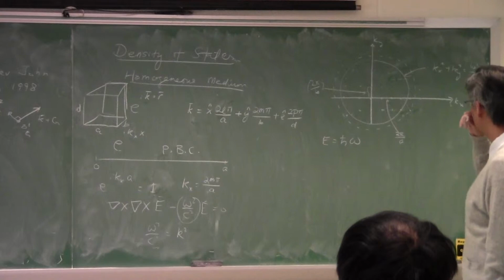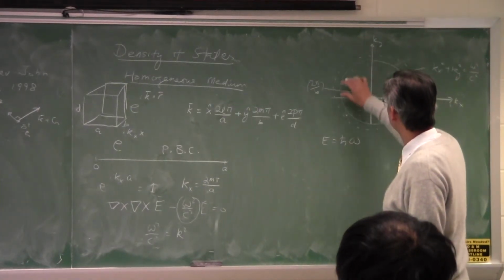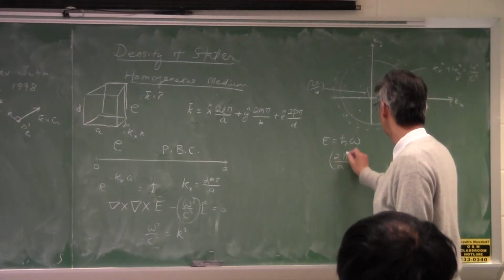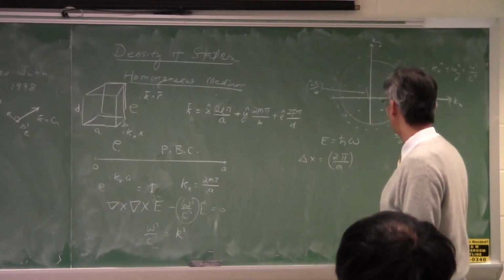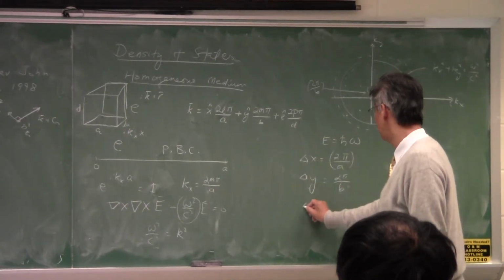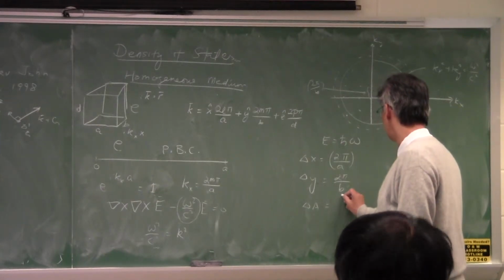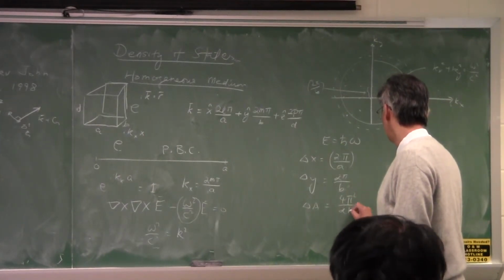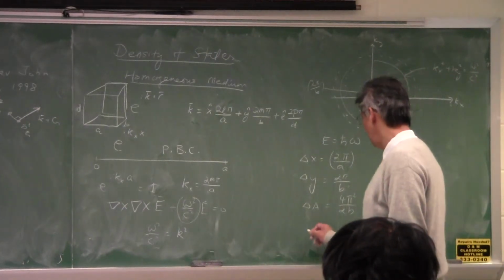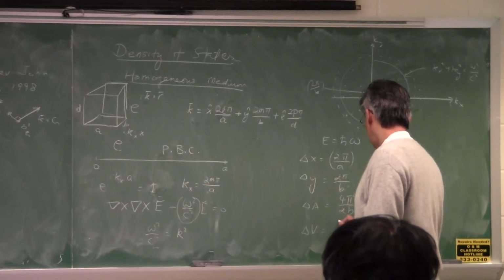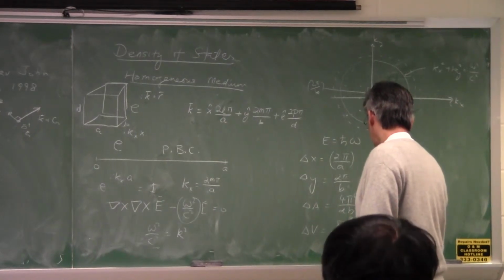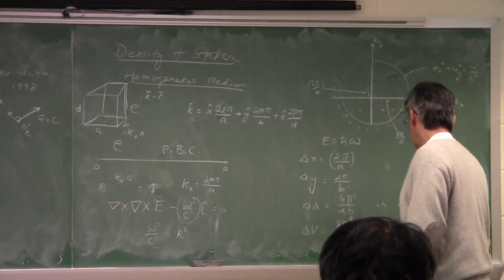I can count this very easily because each of these solutions occupies a volume that is something like this. Delta y is 2 pi over b. So each of them occupies an area of 4 pi squared over ab in 2D. Okay? And then in 3D, each of them would occupy a small volume of 8 pi cubed over a times b times d. This is 8 pi over b.